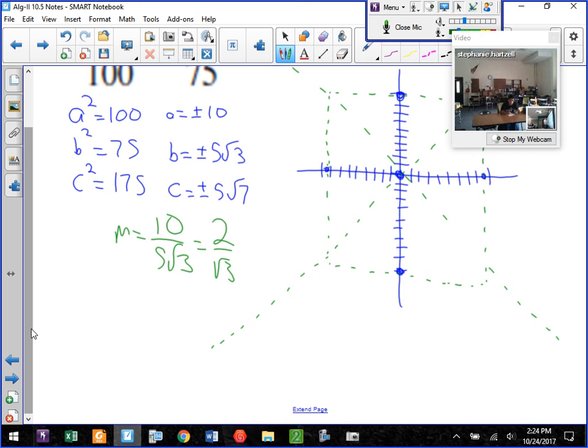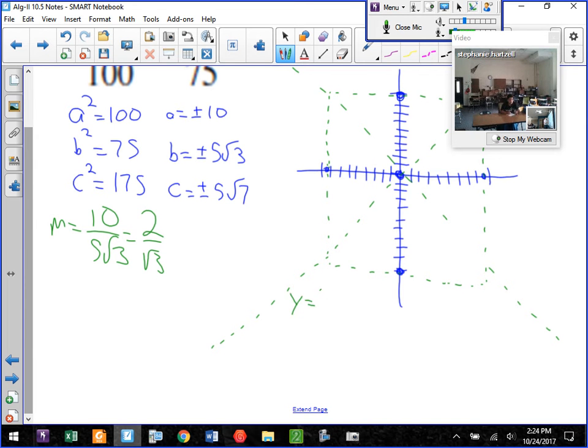So your two equations are going to be y equals 2 root 3 over 3 times x, and y equals negative 2 root 3 over 3 times x. When it gets time to write the equation, if it's not a clean intercept, like 0, I'll make sure that the values that we get.